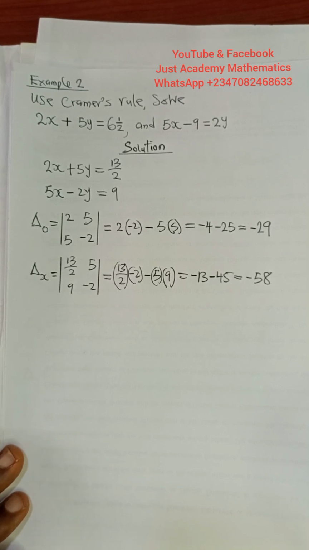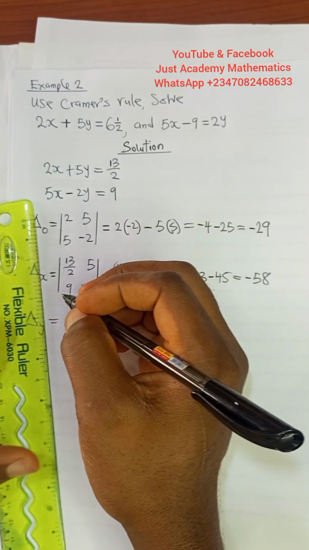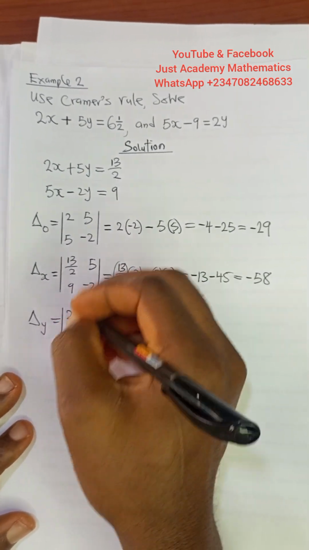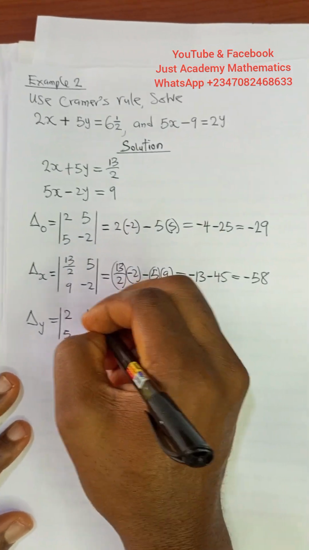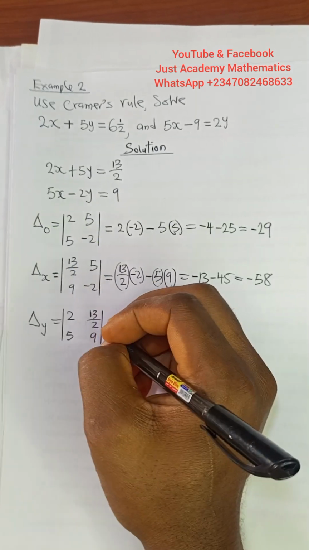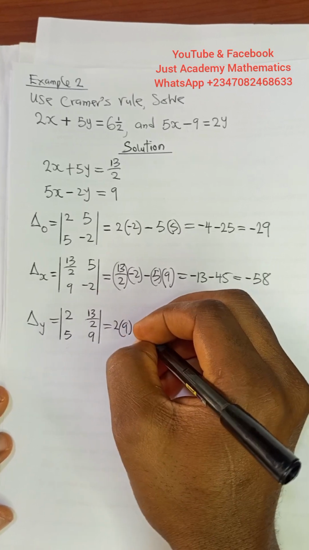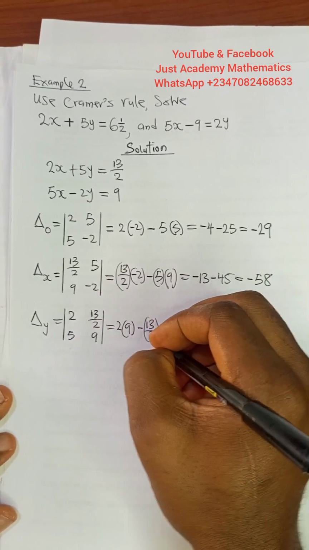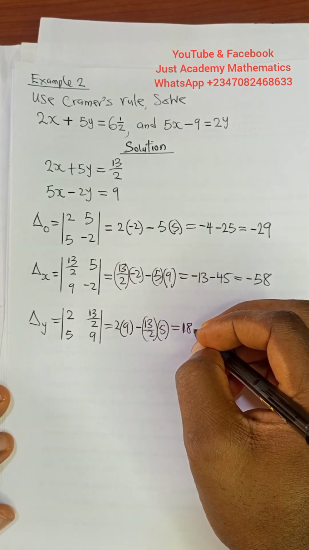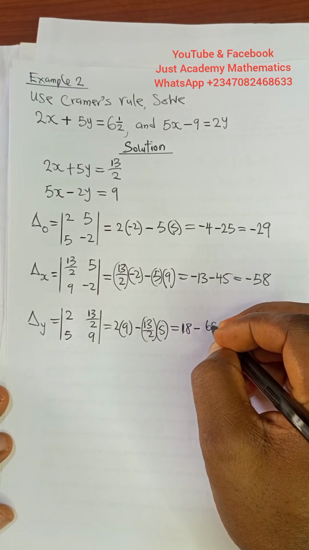So the next step is to get change in y. Now for change in y, we retain the x column, which is 2 and 5, and we replace the y column with the constants, which are 13 over 2 and 9. Now let's get the determinant of this. The determinant will be 2 times 9 minus 13 over 2 times 5. So this will give us 18 minus, since nothing can cancel out there, we can call this 65 over 2.